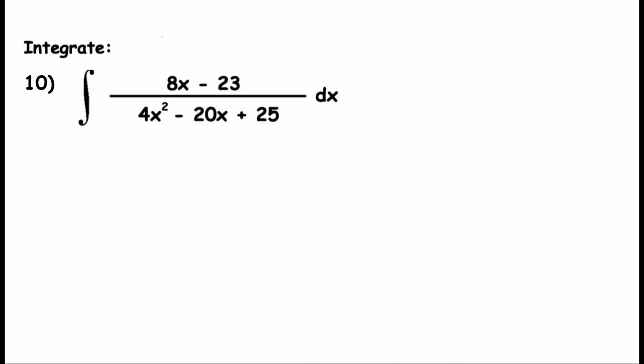My goodness. Okay. Well, does the denominator factor? Let's try this out. It looks to be 2x minus 5 quantity squared. Yeah, that's awesome. Now, I don't necessarily want to do a partial fraction with repeated factors. There must be another way to do it, and there is.